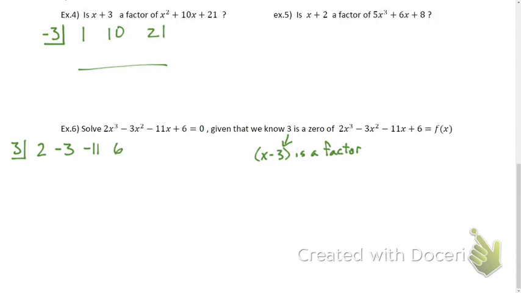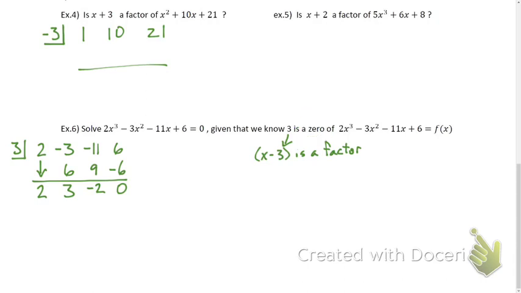And you do synthetic division. So the first number drops down. You multiply times the number in the bracket. Combine. Multiply times the number in the bracket. Combine. Multiply. And no surprise, we get 0. They told us we were going to get 0, right?